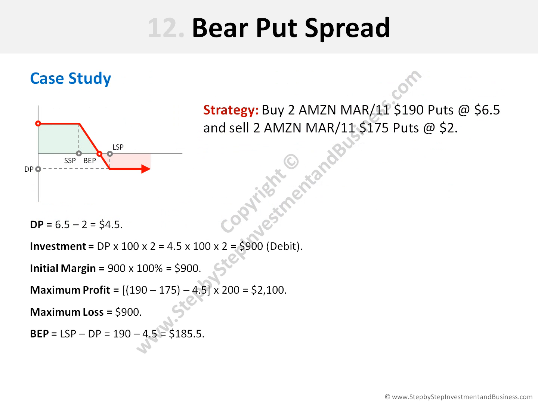Here we can see the numbers of our example. The strategy consisted of buying 2 Amazon puts with a strike price of $190 and expiration in March 2011 at 6.5, and selling 2 puts with a strike price of $175 and same expiration at $2. The debit paid is the difference between the premium paid and the premium received. In our case, 6.5 minus 2, which is equal to $4.5.